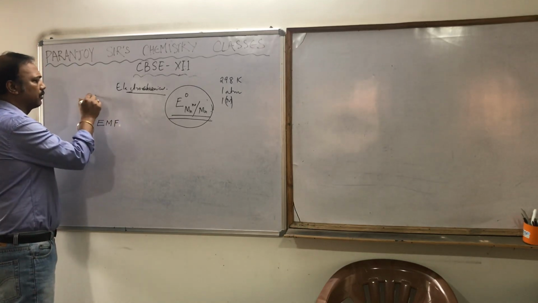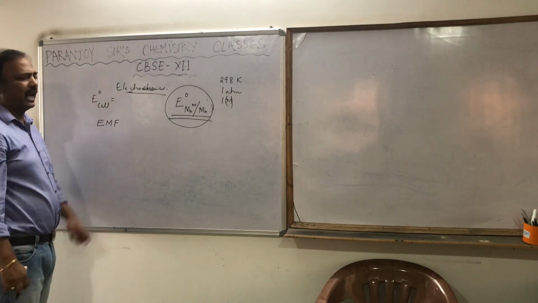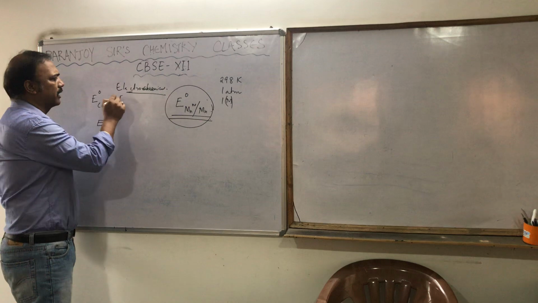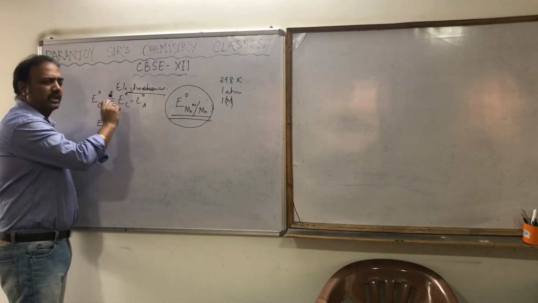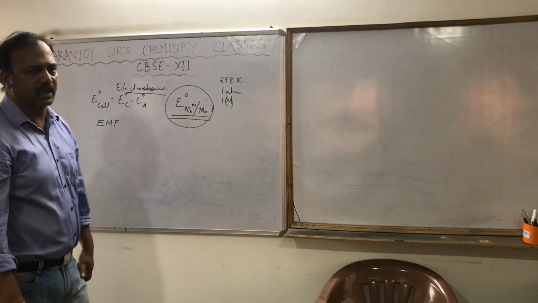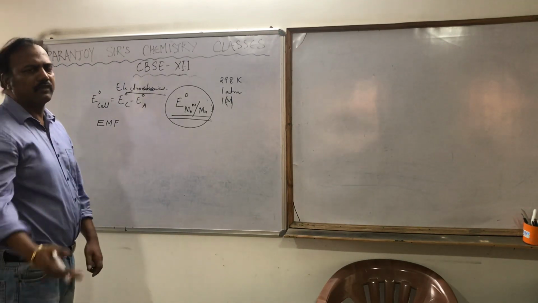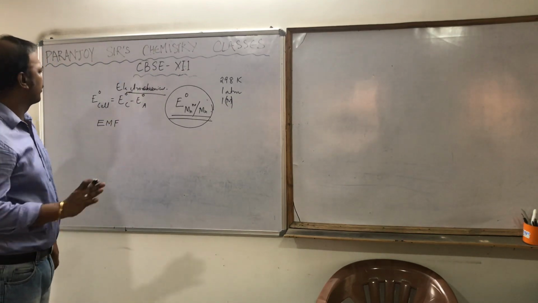We know also this one, that E0 cell, that is the EMF of the cell at standard condition, is nothing but E0 cathode minus E0 anode. E0 cathode is the electrode potential for the cathode at standard condition, minus the electrode potential for the anode at standard condition, and those values we can get very easily from the electrochemical series. Okay, there are no issues over there.